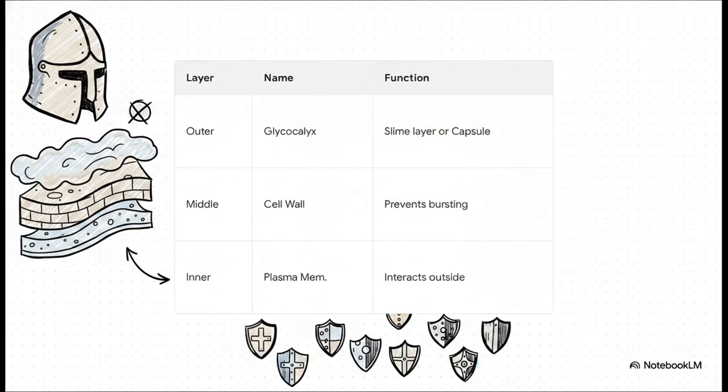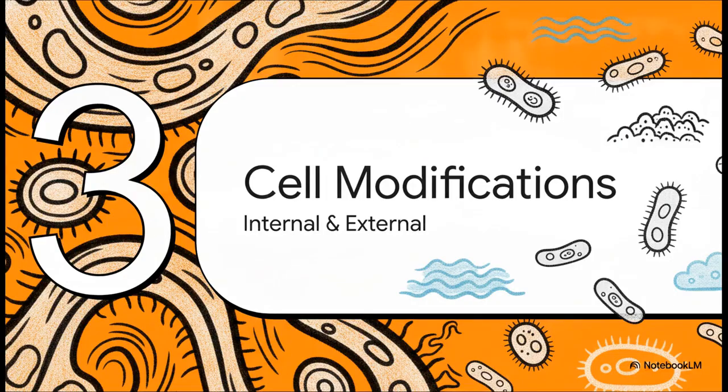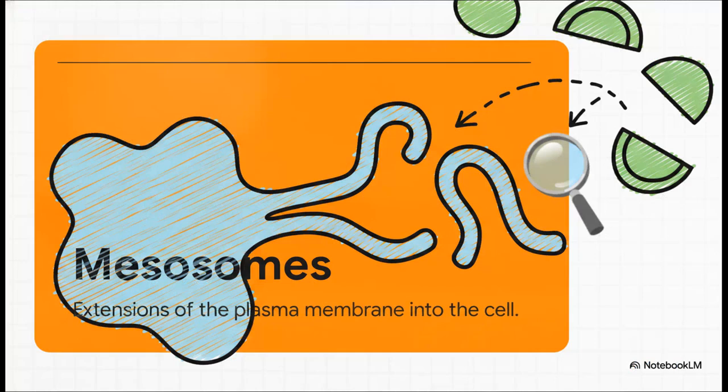This is the semi-permeable gatekeeper that actively interacts with the outside world. So that's 3 distinct layers working in perfect harmony to protect the delicate life inside. Next up, Section 3, internal and external modifications. Okay, so bacteria don't just stop at basic armor. They completely modify this simple envelope for their survival, adapting internally and externally to thrive basically everywhere.